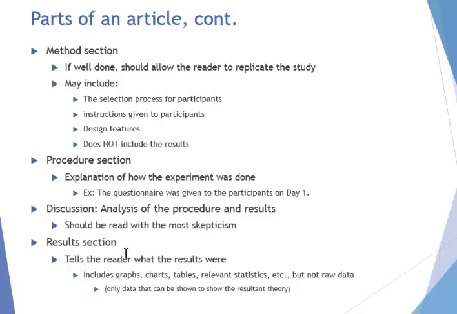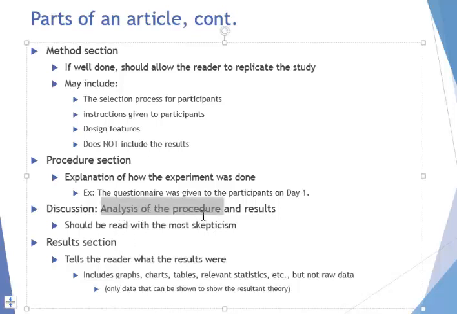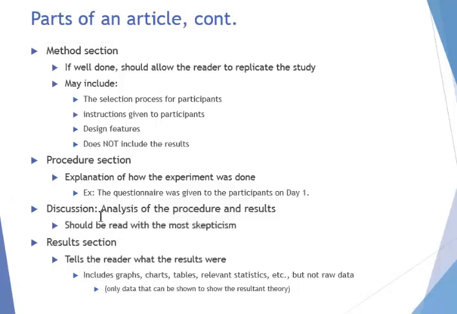Then you have the discussion section, and then of course you have the results section. The discussion section is the analysis of the procedure and results. And this, when you read it, is the thing that you can read with the most skepticism, because this is something that is not really based on fact. In the method section, you may agree with the method or disagree with the method, but this is what happened. This is the fact, unless you think the writer is lying to you. There's nothing really to debate. There's a debate about whether the methods were a good idea, but you don't have to worry about what actually happened.